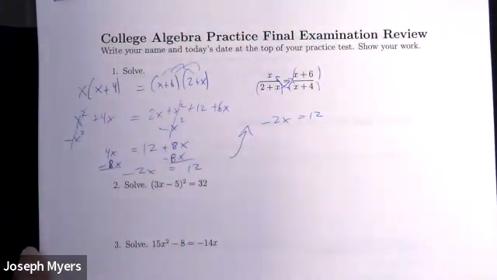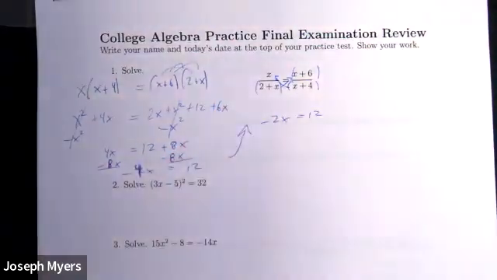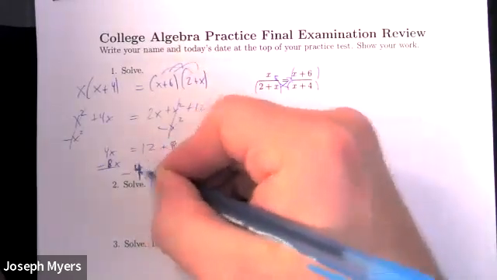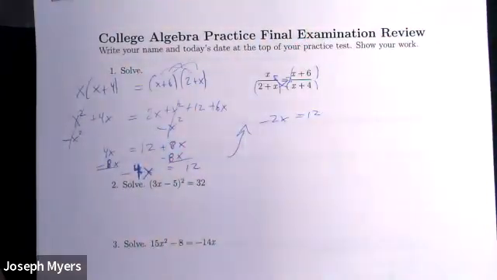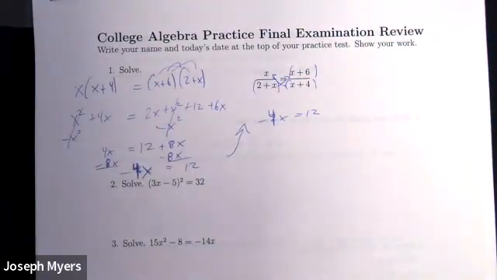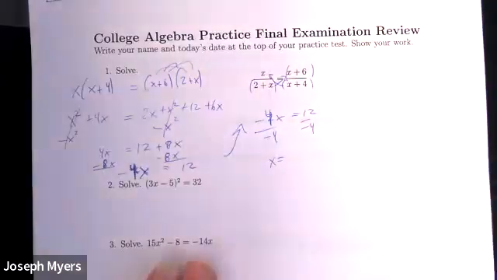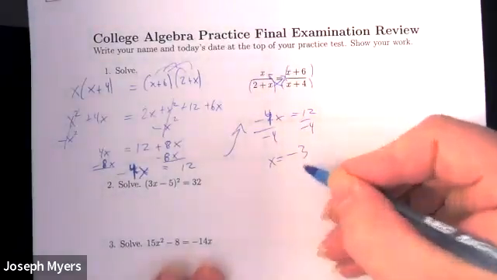So 4x take away 8x equals what? Negative 4x. So I actually get negative 4x equals 12. Does that look better? Now, what do I do to get x by itself at this point? Divide by negative 4, correct? And then you get x equals what? Negative 3. Negative 3, correct.